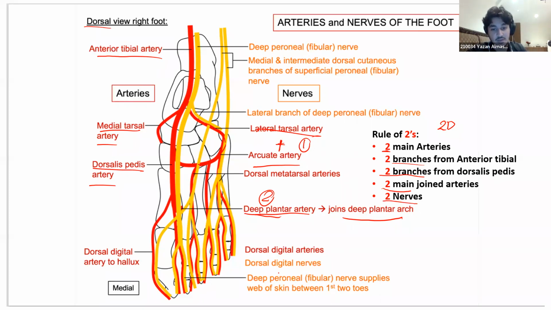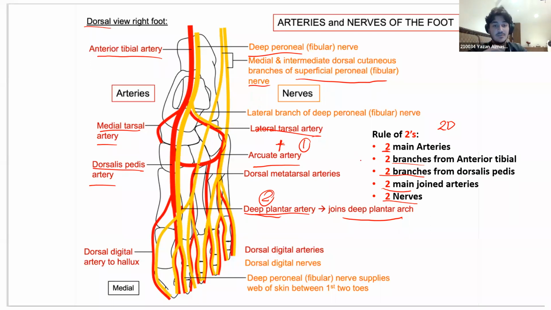Simple. We have the deep peroneal nerve. Where is it? It's here. Deep peroneal nerve and superficial peroneal nerve. So just to recap, we have 2 main arteries. This is for the dorsal view of the foot. We have the anterior tibial artery with the dorsalis pedis.